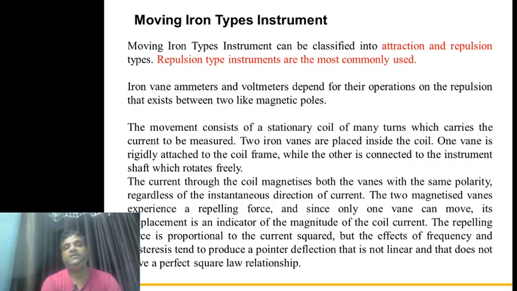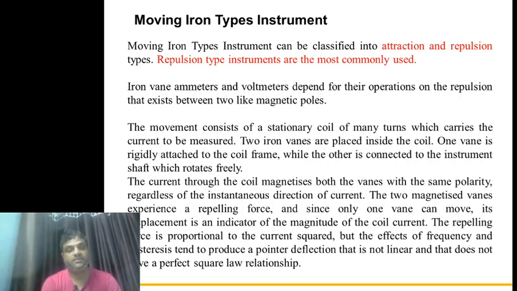The moving iron type instruments are divided into two parts. One is attraction and the other is repulsion. The repulsion type instruments are most commonly used, and the first type of instrument is the iron vane ammeter and voltmeter. Their operation depends on the repulsion that exists between two like magnetic poles.